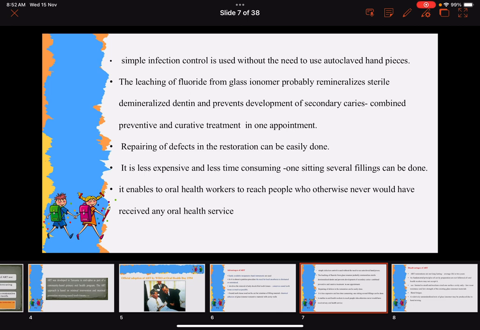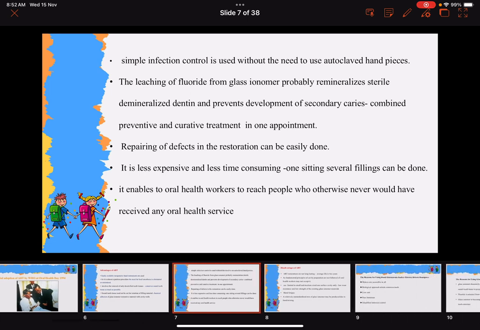Repairing of defects in the restoration can easily be done and it is less expensive and less time consuming. In one sitting, several fillings can be done. It enables oral health workers to reach people who otherwise never would have received any oral health service.